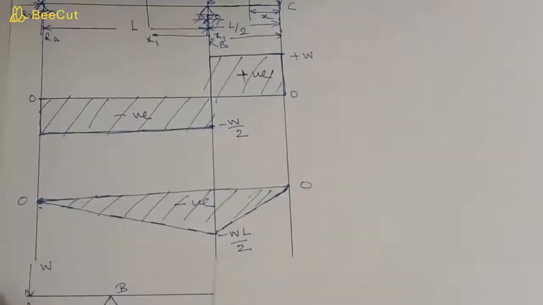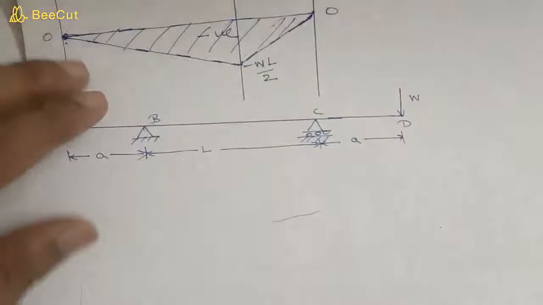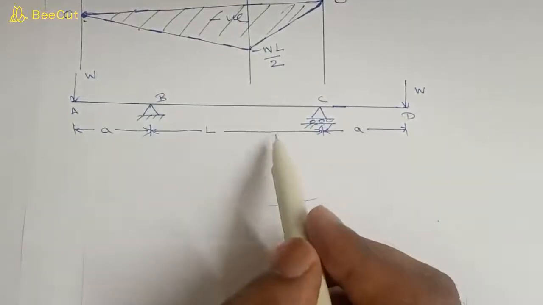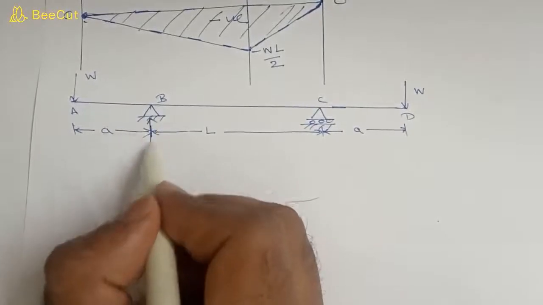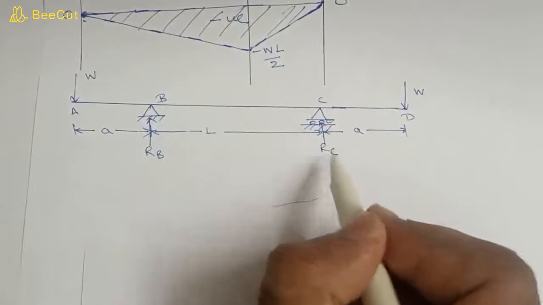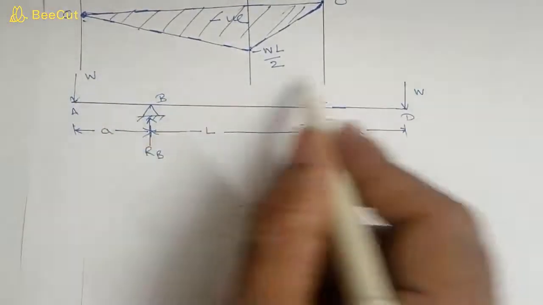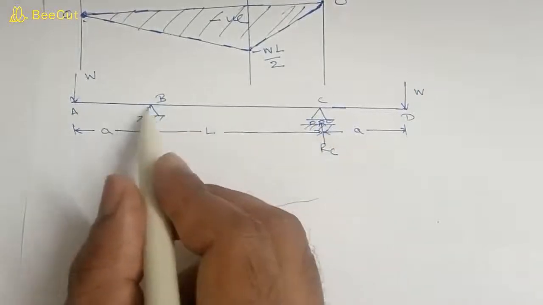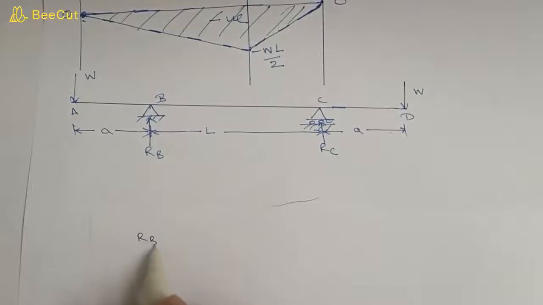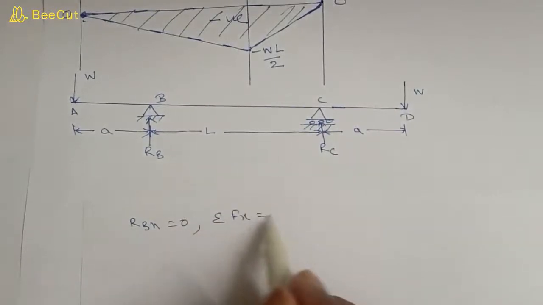Now let's see the next case. This is the next beam. This is A, and this is L. So we will get two reactions here, RB and RC. Here we will get a horizontal reaction, but you know there is no horizontal force in this beam, so the horizontal component of this reaction will be 0. So RB horizontal is equal to 0. Summation Fx is equal to 0.